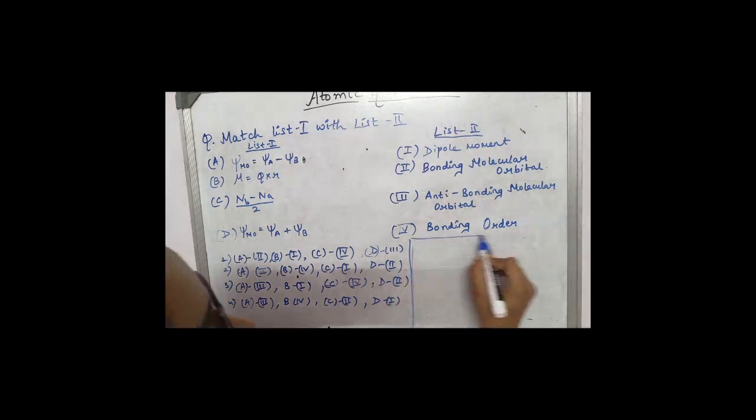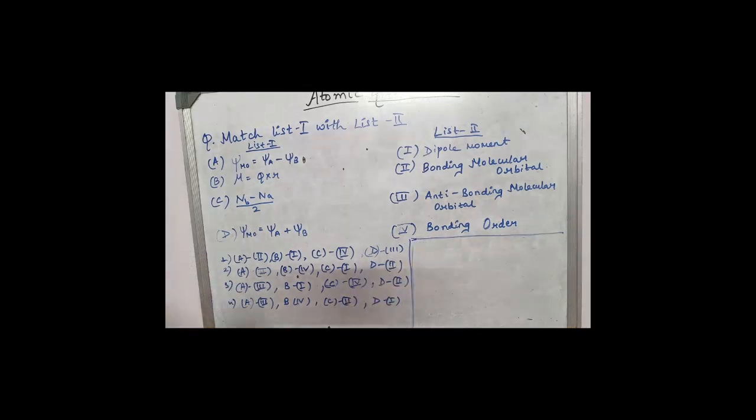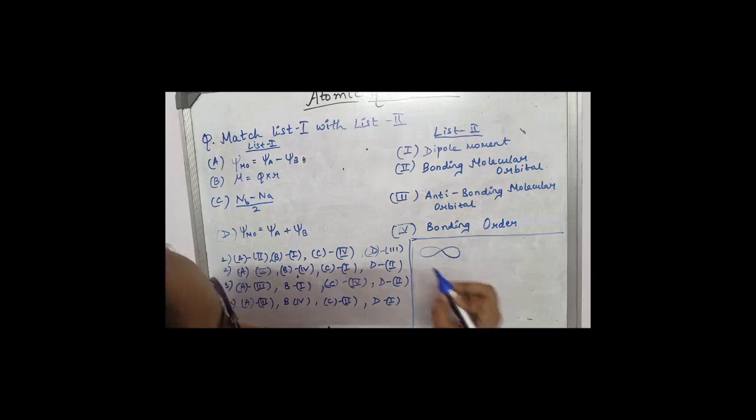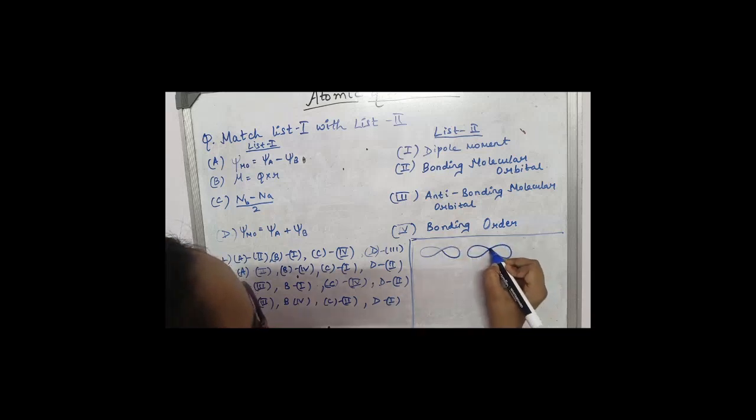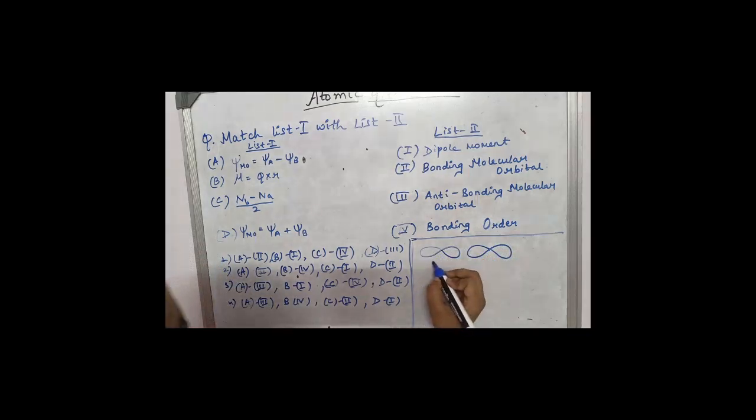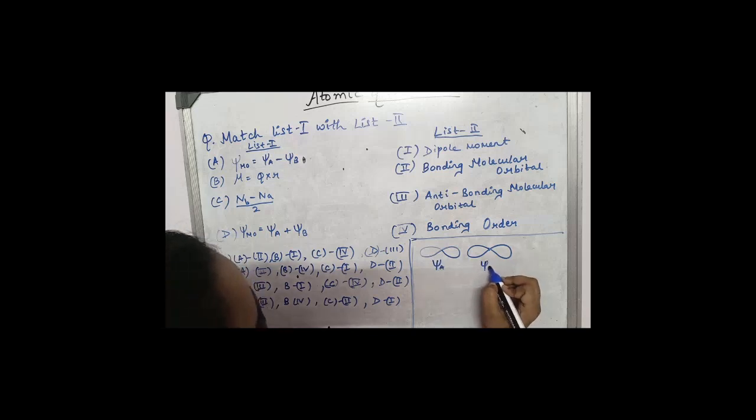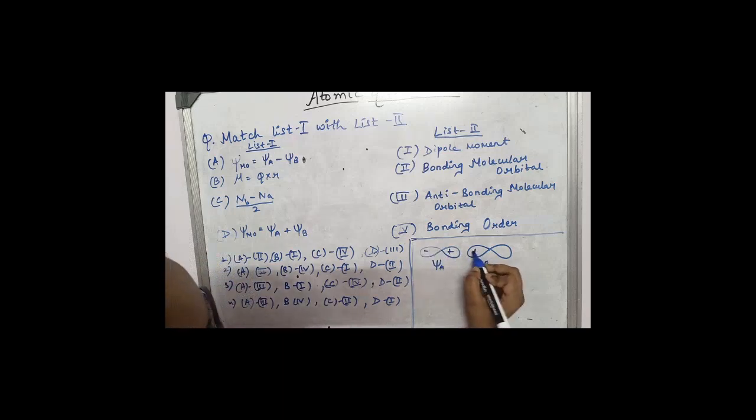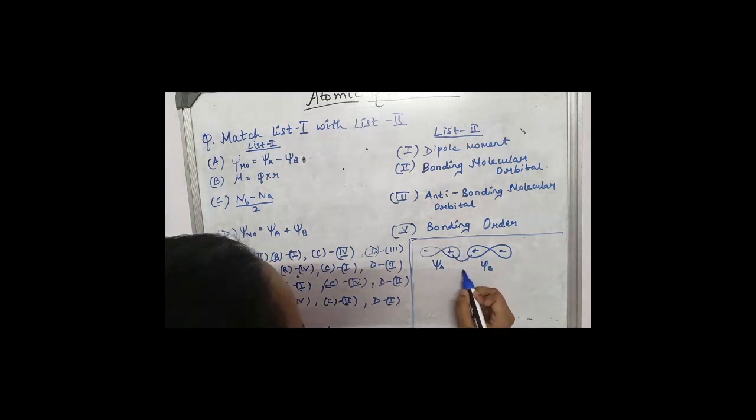Now first let me explain what psi MO here means. In this case, when bonding is taking place, suppose between two p orbitals, we can consider some wave function psi A and wave function psi B. So these two p orbitals, when they are bonding with each other, come together to form a very, very big bond.